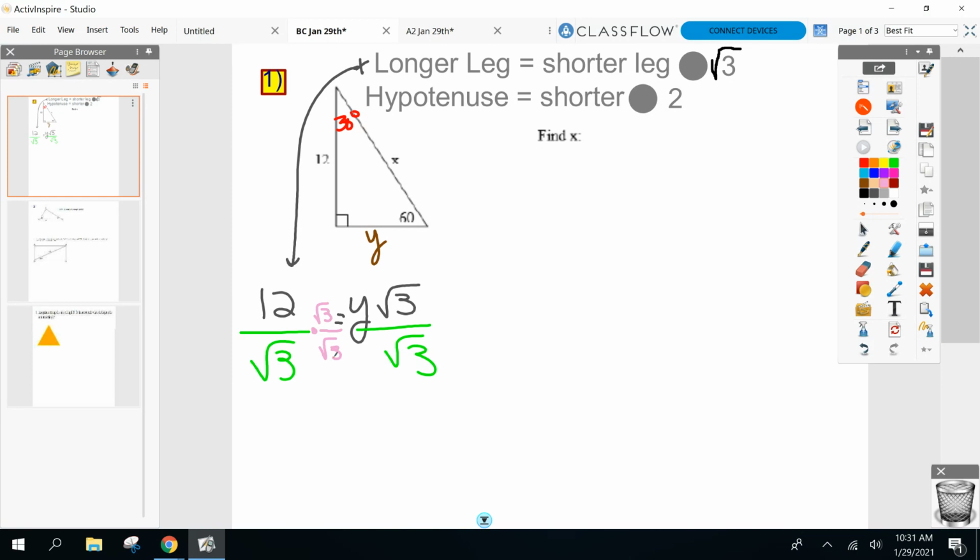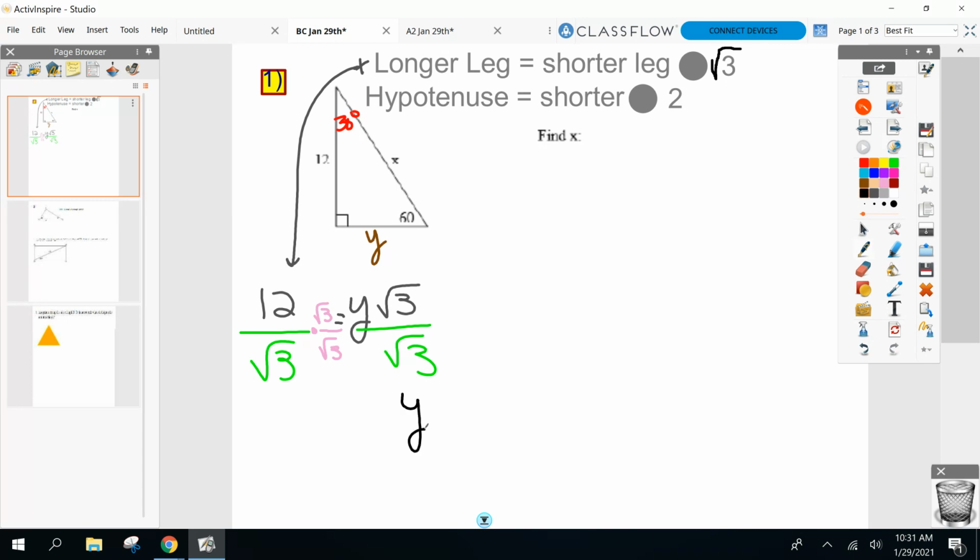To get a radical out of the denominator, I multiply the numerator and the denominator by the radical. Here's why that's okay. What's radical 3 over radical 3? 1. You multiply anything by 1, are you changing it? No, so that's why this is okay. I'm not changing the value of anything. All right, so let's keep going now.